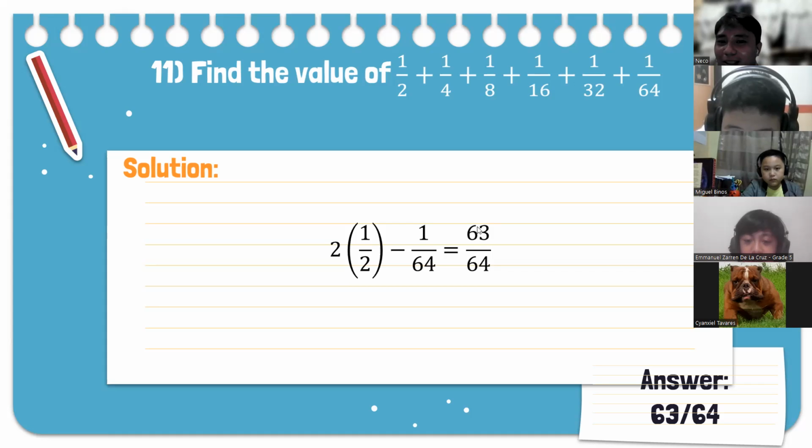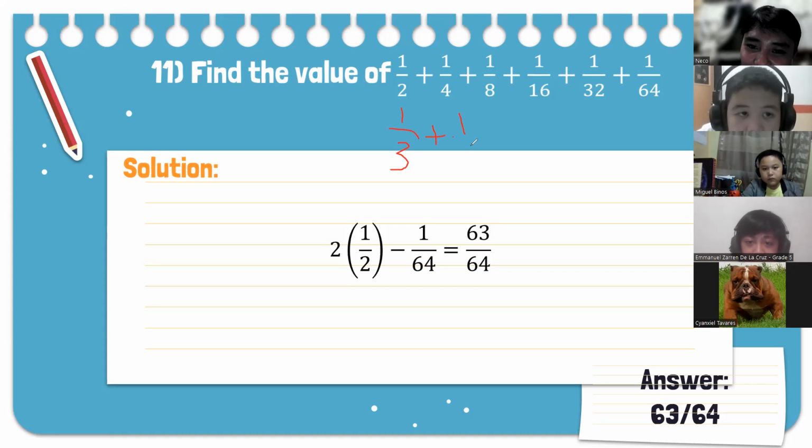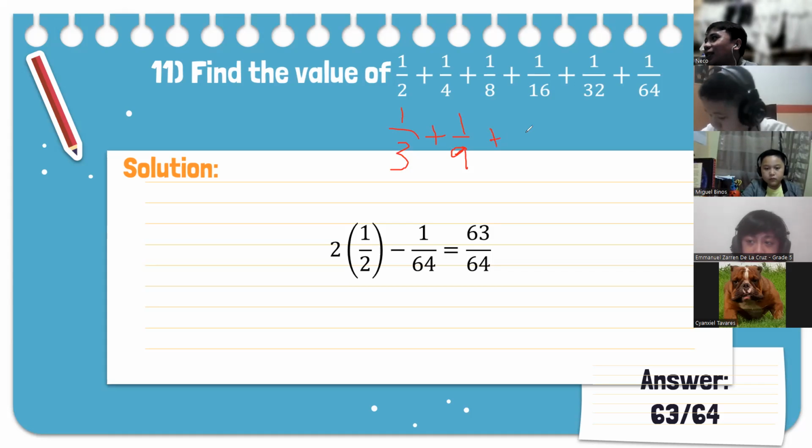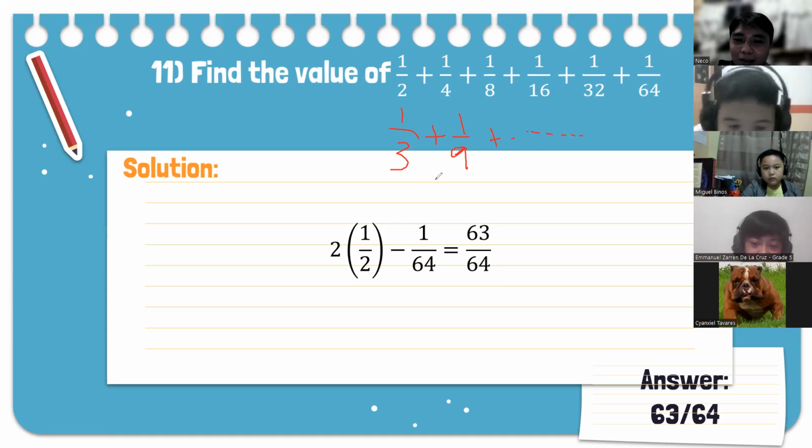This is just a coincidence though. Because if this had been 1/3 plus 1/9 and so on, let us say, what's 3 raised to the power of 10? No, let's not, it's so big. Let us say 1/3, meaning it's multiplying by 3, right? So how much is this? Yeah, the 63/64 is actually just a coincidence, right?